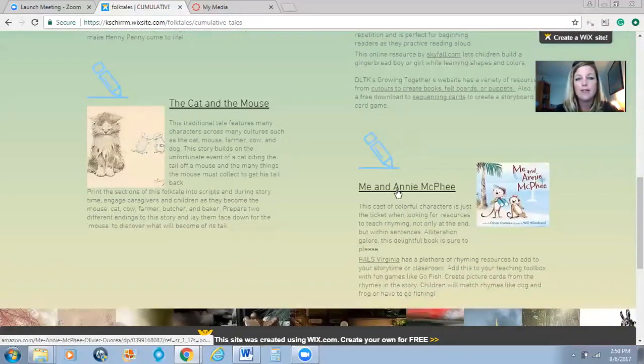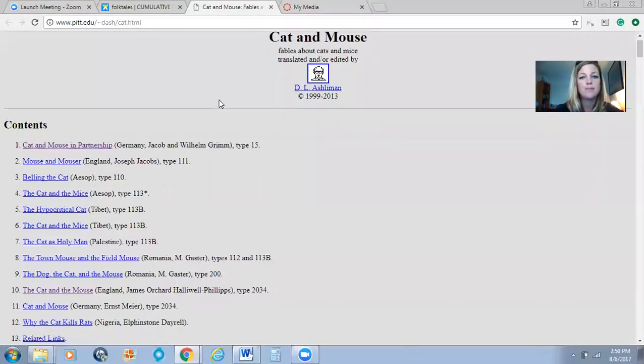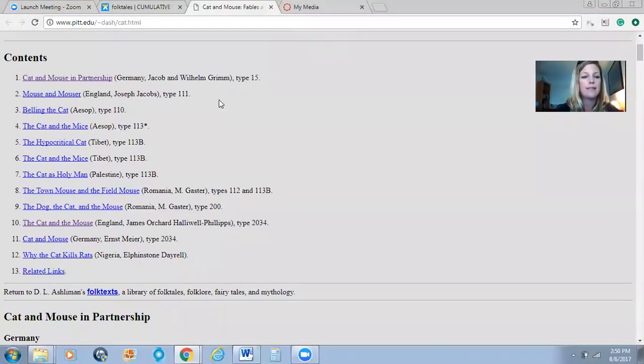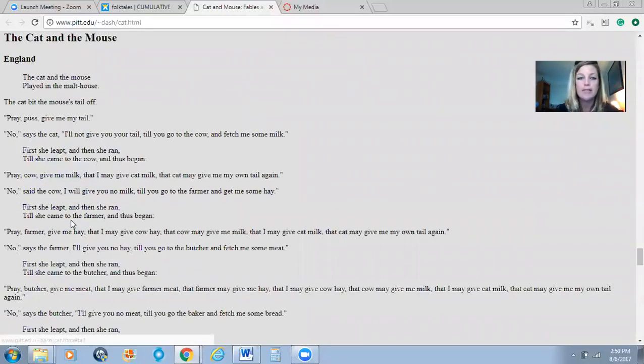Down here, I've got The Cat and the Mouse, and this is maybe a bit more traditional. It's not one that I was actually able to find in print. So I was able to find a resource that has these online. So if you're on my website and want to know what on earth the story is, you can click on it and see the cumulative folktale and how it builds upon itself.